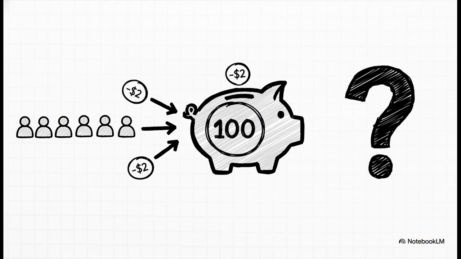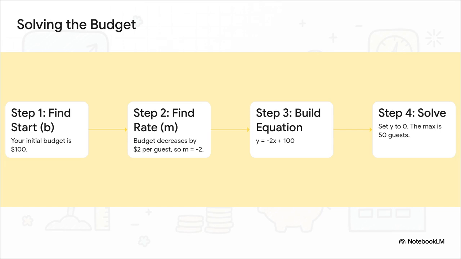So here's the situation. You've got a hard budget of $100, and for every single guest you invite, it's going to cost you $2 for snacks and drinks. The question is, what's the absolute maximum number of friends you can invite without breaking the bank? Okay, let's use our code and crack this thing.